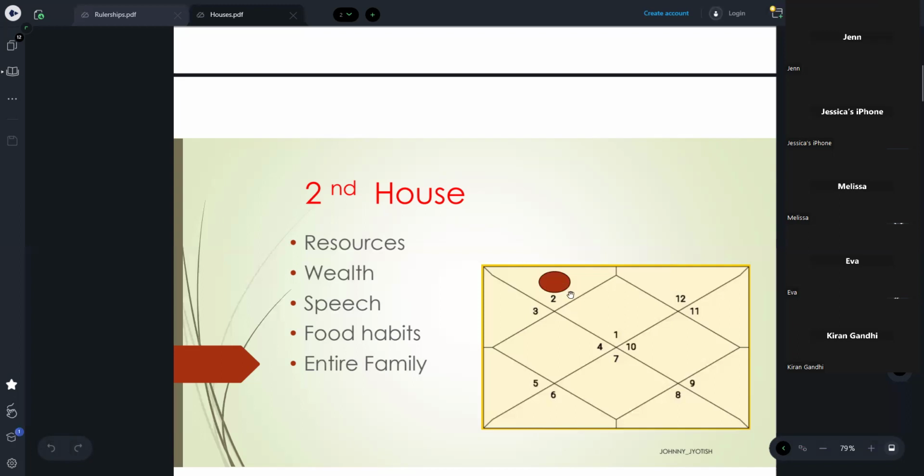Any questions up until this point? So this chart is going to be dynamic based on the person's birthday.